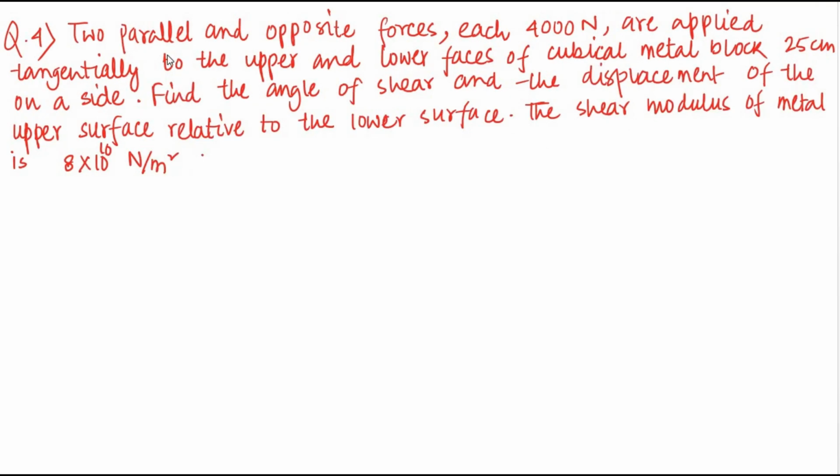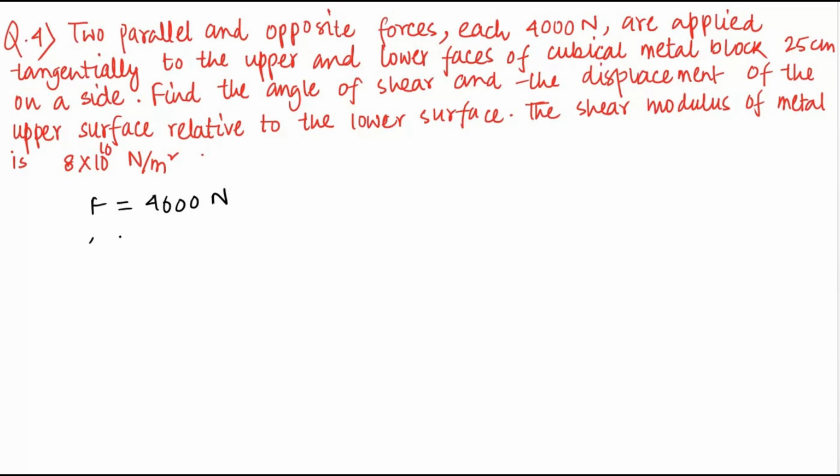Question number 4. Two parallel and opposite forces, each 4000 Newton, are applied tangentially to the upper and lower faces of cubical metal block 25 cm on a side. Find the angle of shear and the displacement of the upper surface relative to the lower surface. The shear modulus of metal is 8 into 10 to the power 10 Newton per meter square. Okay, so the force is given, tangential force, which is 4000 Newton.